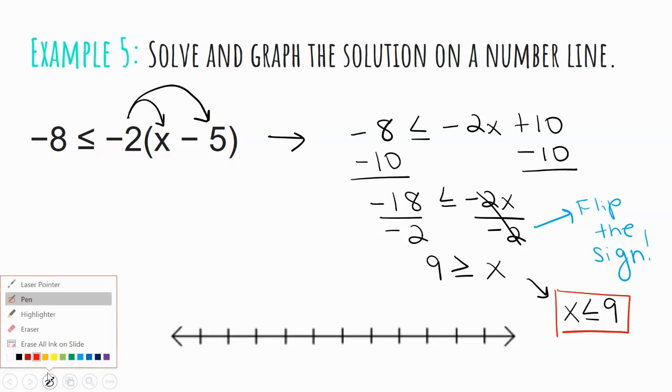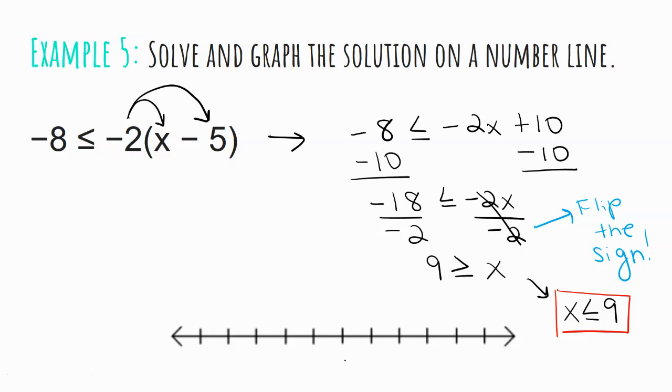Okay? Last step, got to graph. So 9, we'll do 11, 13, this is 7, 5, so on and so forth. Now I'm going to have a closed circle at 9 because this is less than or equal to, right? So I've got to color that in. And then since it's less than, I'm going to go to the left. Ooh, that was a bad line. But you get the point.